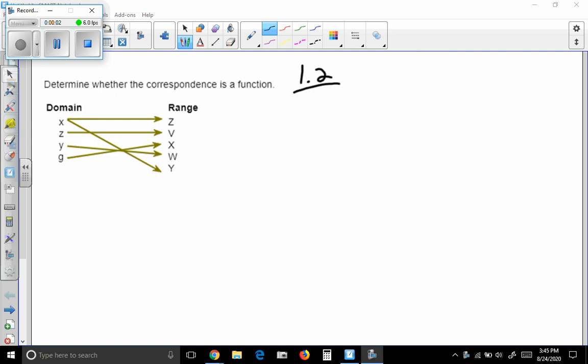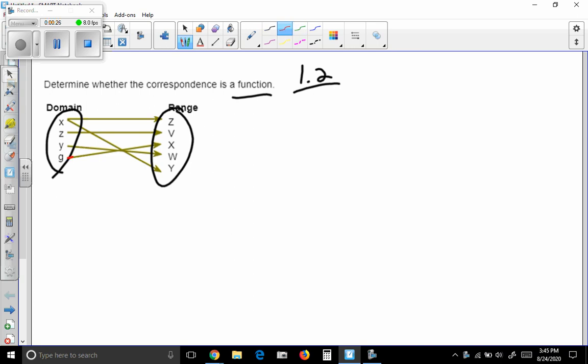So we take a look at 1.2. 1.2 talks about functions. So just real briefly, if we have two sets, this is a relationship between one set called the domain and one set called the range. Our definition of a function says that every element in the domain has to be related to exactly one item.